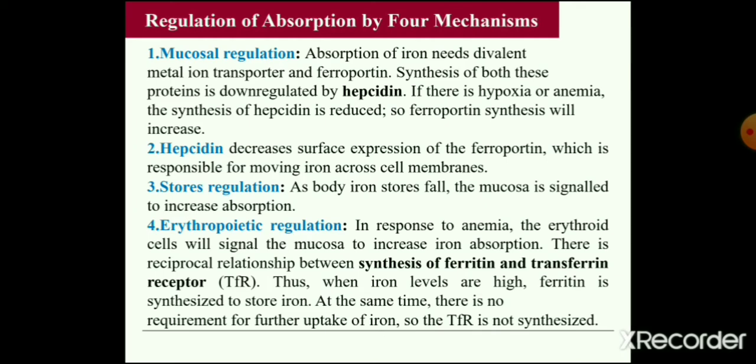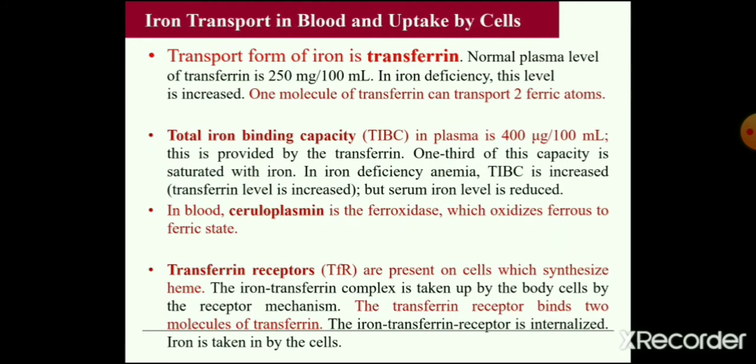There is a reciprocal relationship between the synthesis of ferritin and transferrin receptors. That is, when there is more iron, more ferritin is stored, but at that time there is no requirement for the cell. So that is why transferrin receptors are not produced, and there is no uptake into the cell.